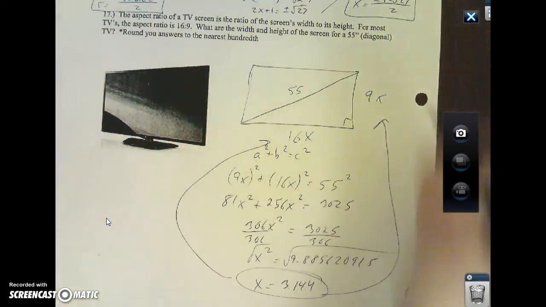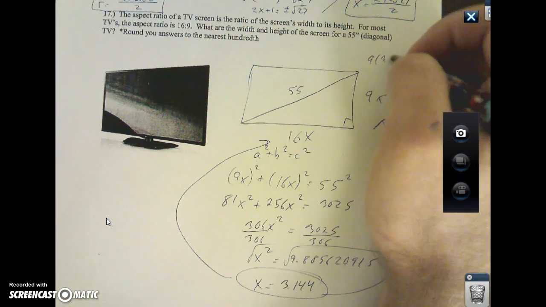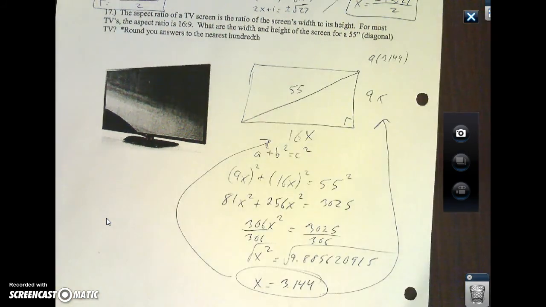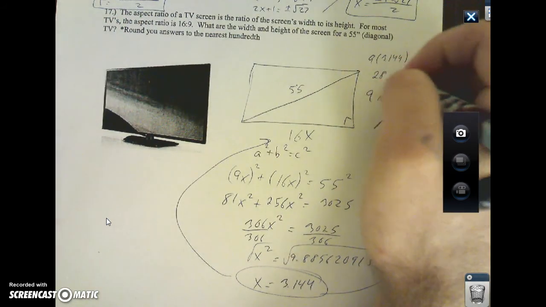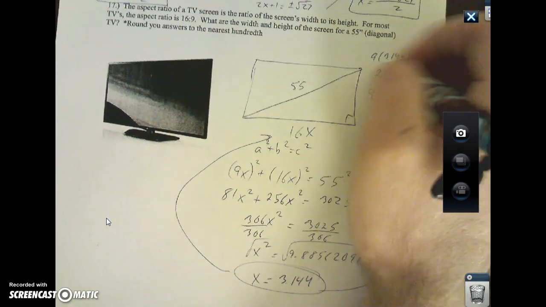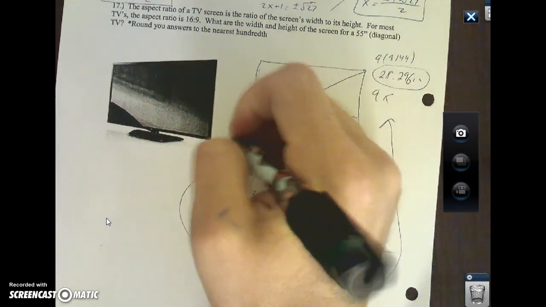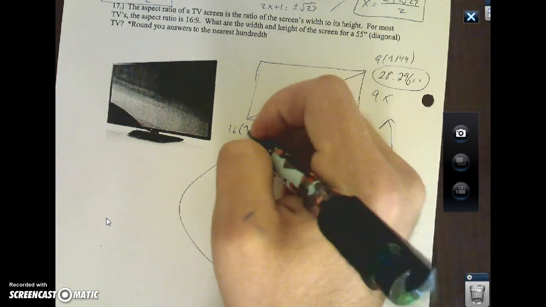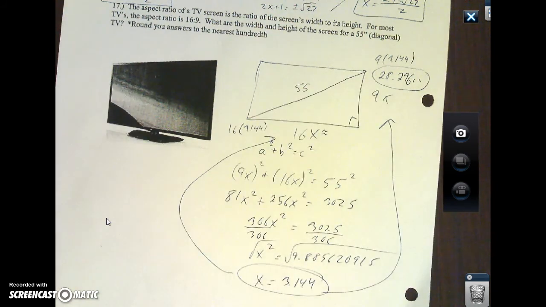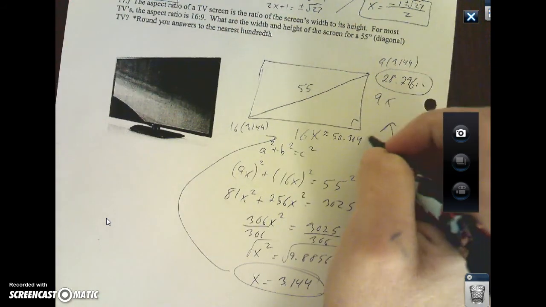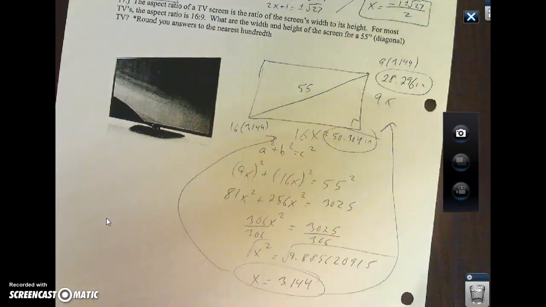So if I want to do 9 times 3.144, I get 28.296 inches. And then down here, same thing, 16 times 3.144. I get 50.304 inches. And there you go.